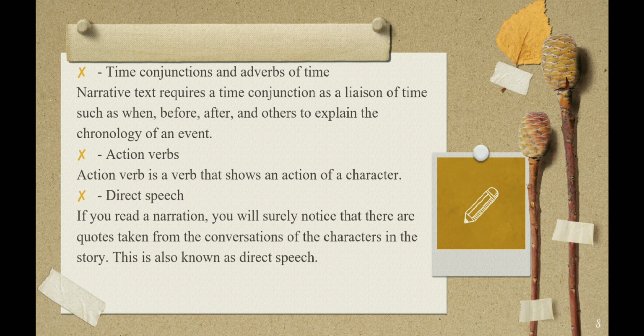Next, action verbs. Action verbs are verbs that show an action for a character. Because the grammar used in narrative text is in the past tense, action verbs are also written in the second form. For example, loved, cried, walked, shamed, said, married, and others.